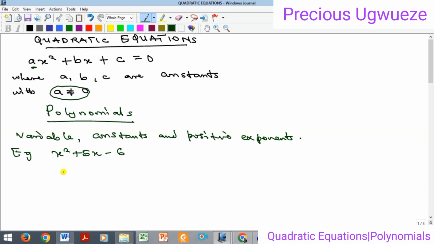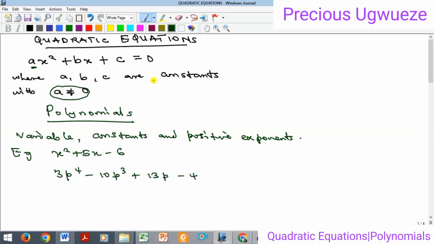And so you can have other examples. For instance, 3p raised to power 4 minus, let's say, 10p raised to power 3, maybe plus 13p minus 4, something like this, is also an example of a polynomial. And you can see in this case there are constants here, 3, minus 10, 13, and minus 4. The variable here is p, and there are exponents here, power 4, power 3, power 1, and there is also power 0 here. Okay, so these are what we call polynomials.